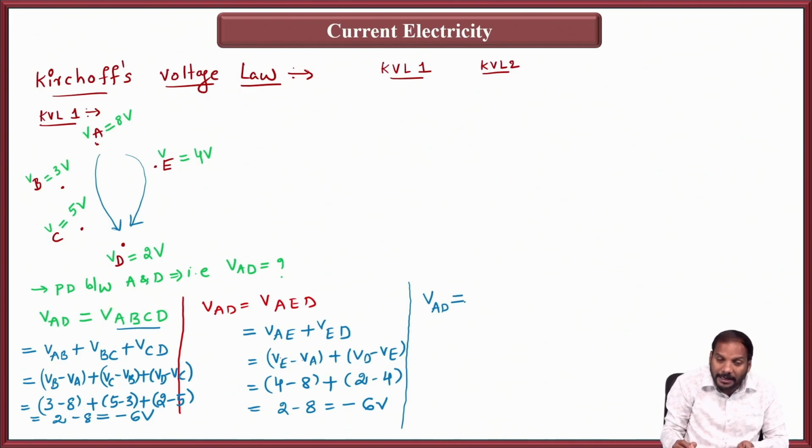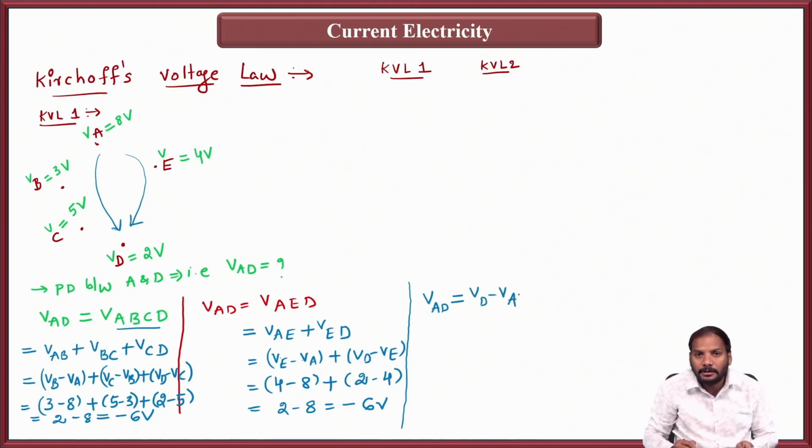Or else another simple approach: VAD is directly VD minus VA. VD as 2 volts minus VA as 8 volts, so 2 minus 8 is minus 6 volts. So the answer for all three different approaches is the same, minus 6 volts, the potential difference between the two points A and D. But the methods I followed are different.